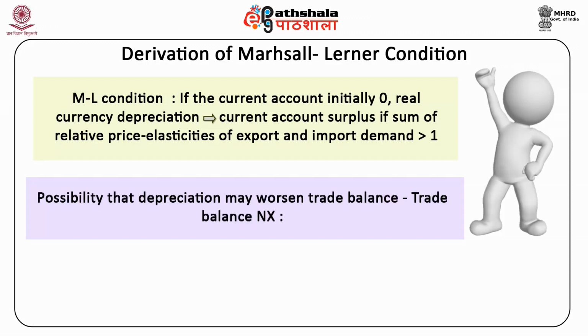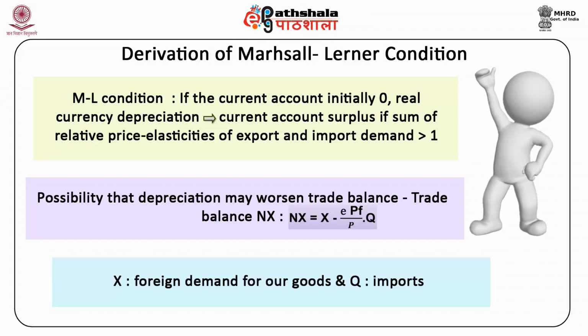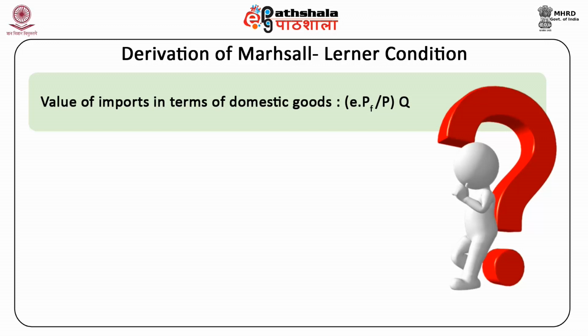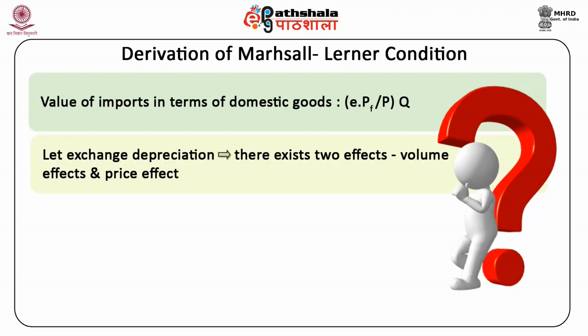Now, we examine the possibility that a depreciation may worsen the trade balance. The trade balance Nx can be written as Nx is equal to x minus E into Pf by P into Q, where x denotes the foreign demand for our goods and Q denotes imports. Then, the value of our imports in terms of domestic goods can be written as E into Pf by P into Q. Let there be an exchange depreciation.